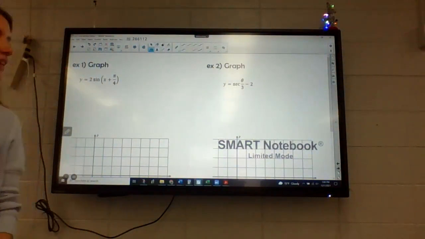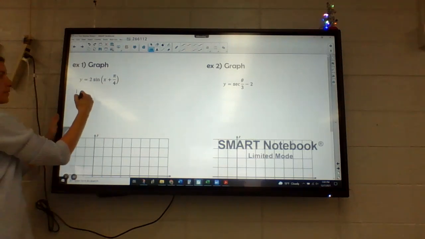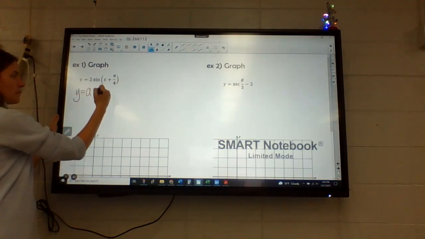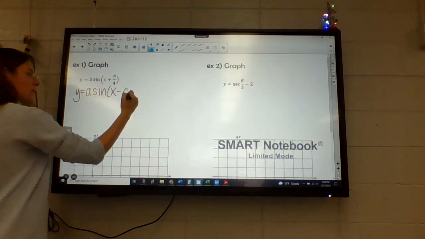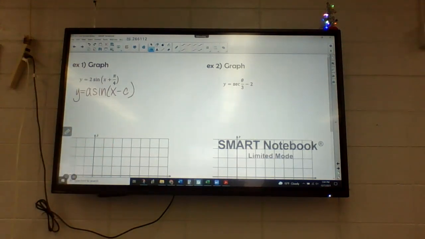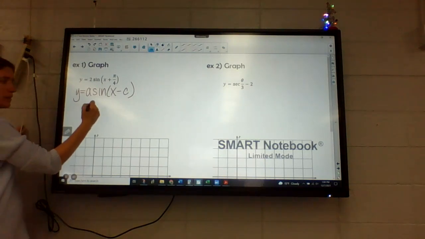All right. So in this problem, there is an A value and a C value we have to deal with. So the A value tells us our amplitude.